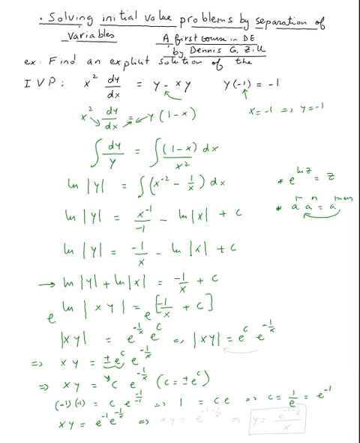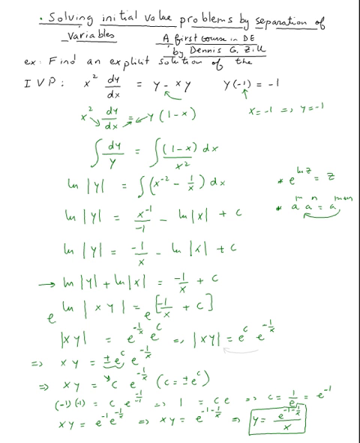I mean, you can write this nicely as xy equal to e to the negative 1 minus 1 over x. And solving for y, you'll get y equals e to the negative 1 minus 1 over x, all over x. That would be the solution.